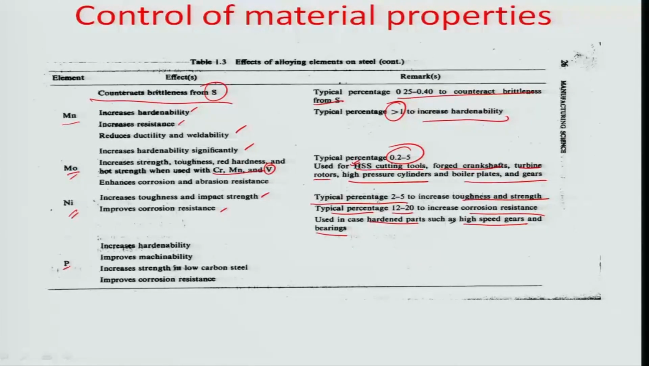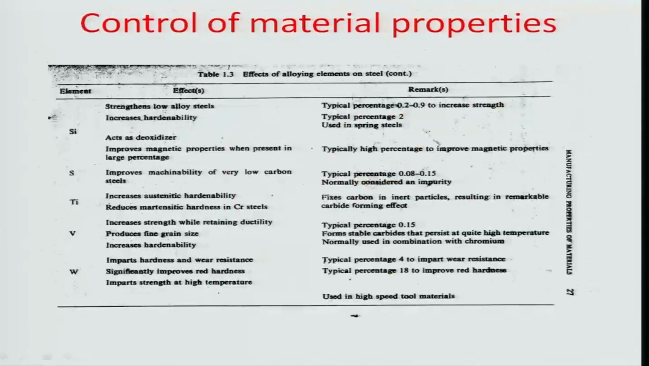Then phosphorus, which is again used for increasing hardenability, machinability, increasing strength in low carbon steels and improving the overall corrosion resistance. So that is another aspect of the material phosphorus. Okay, so these are the various effects of alloying elements on steel. Similarly, silicon acts as a deoxidizer or improves magnetic properties when present in large percentages, or sulfur, which improves machinability of low carbon steels, but it creates a lot of brittleness within the structure, which is one of the reasons you want to get rid of the sulfur mostly in castings etc.